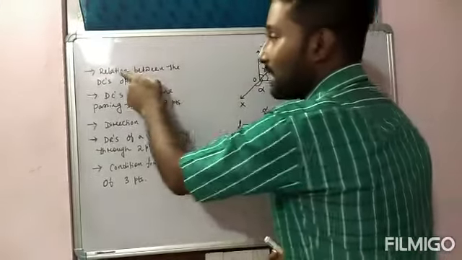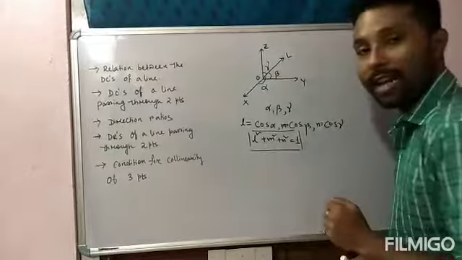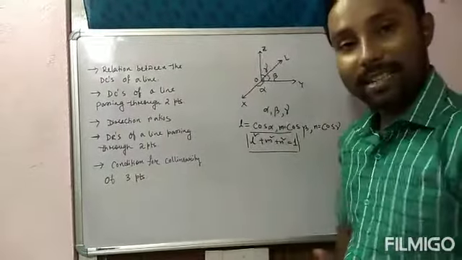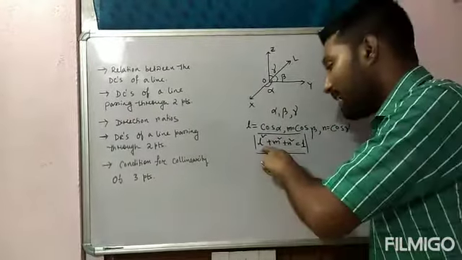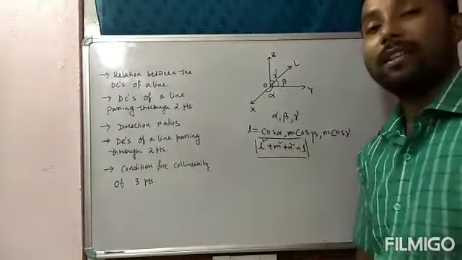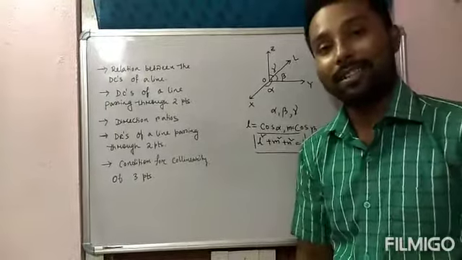The second point is the relation between the direction cosines of a line. Since the direction cosines are denoted by l, m and n, the relation is l² + m² + n² = 1. Very, very important relation.